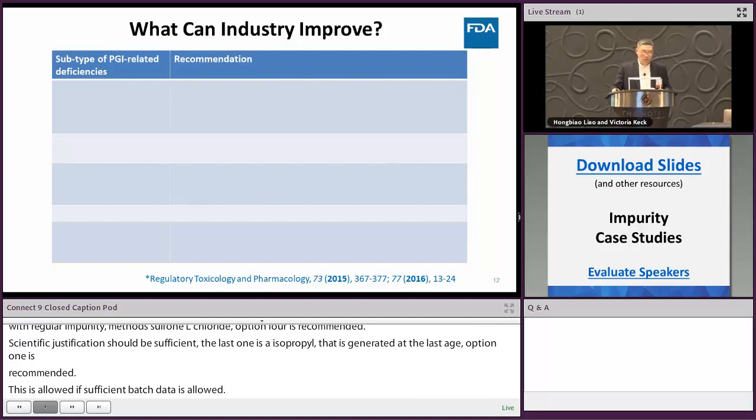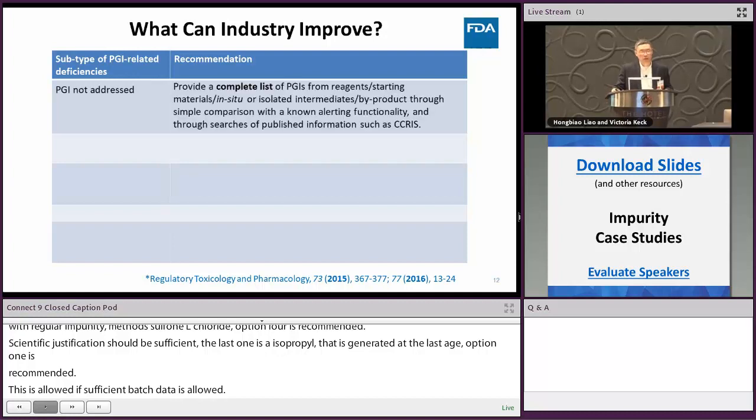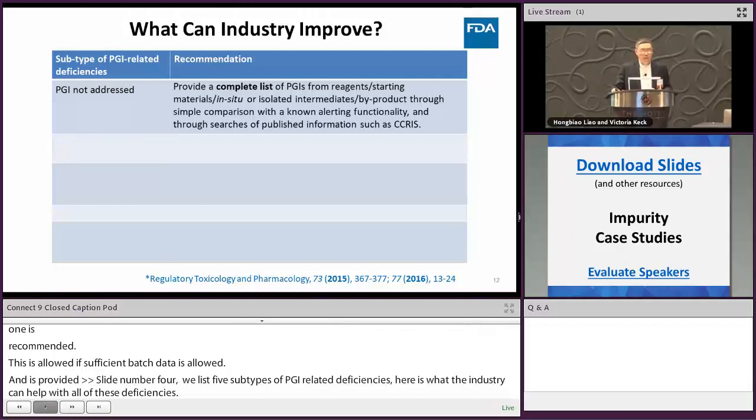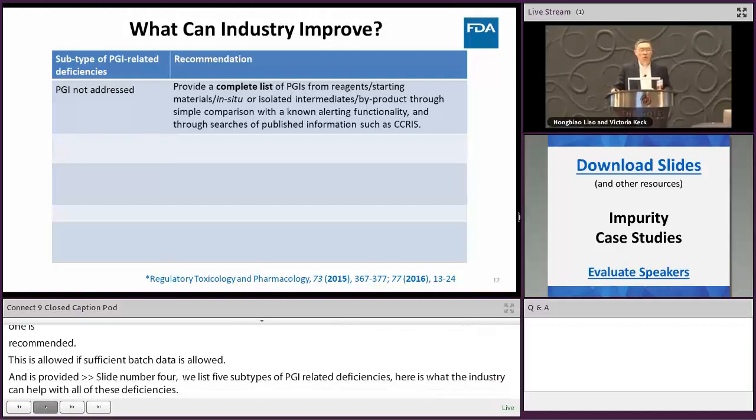At slide number 4, we list 5 subtypes of PGI-related deficiencies. Here's what industry can do to help avoid these deficiencies. For PGI not addressed, we recommend a complete list of PGIs from reagents, starting materials, intermediates, or byproducts through simple comparison with known alerting functionality and through searches of published information such as CCRIS database.